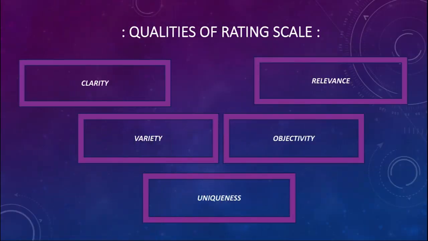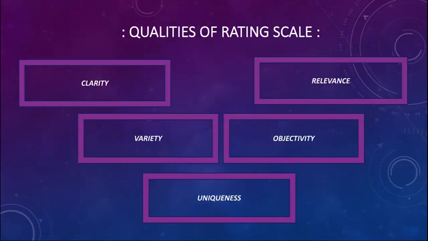Now let's move on to the qualities of rating scale. Certain qualities of rating scale are clarity, variety, uniqueness, objectivity and relevance. As we can see, the first quality of rating scale is clarity. So in rating scale, the rating should be clear and descriptive. Like it should be not messed up so that other people can also understand what the rater has given the rating, so it should be clear.